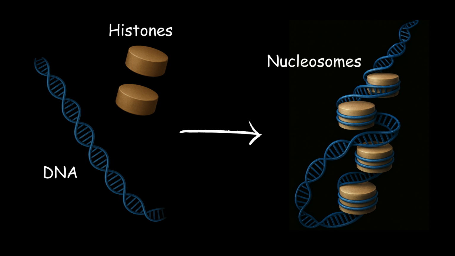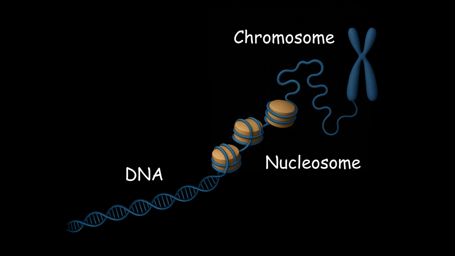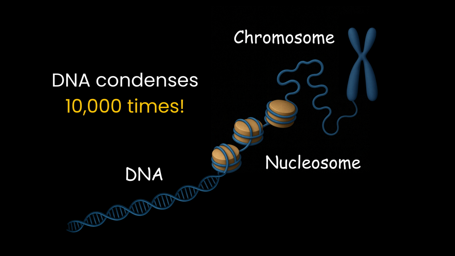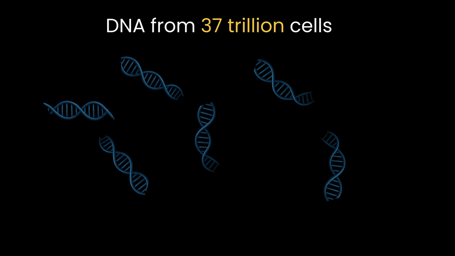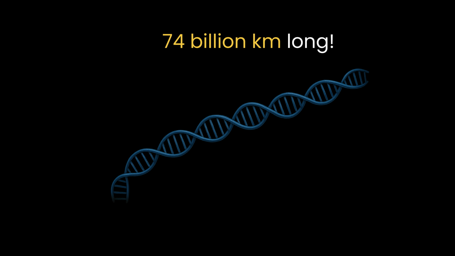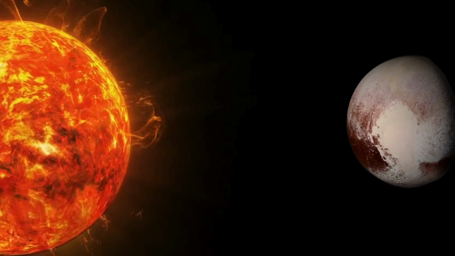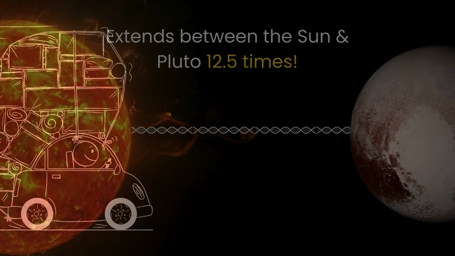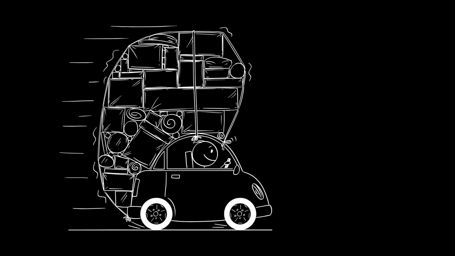Then, they coil even more, finally forming structures we famously know as chromosomes. Chromosomes are a highly condensed form of DNA and histone proteins. DNA has to be condensed 10,000 times to form chromosomes. If we laid down all the DNA from trillions of cells in our body end to end, it would be a staggering 74 billion kilometers long. To put it into perspective, it means it can extend between the Sun and Pluto 12.5 times. DNA is truly a masterpiece in design and packaging.